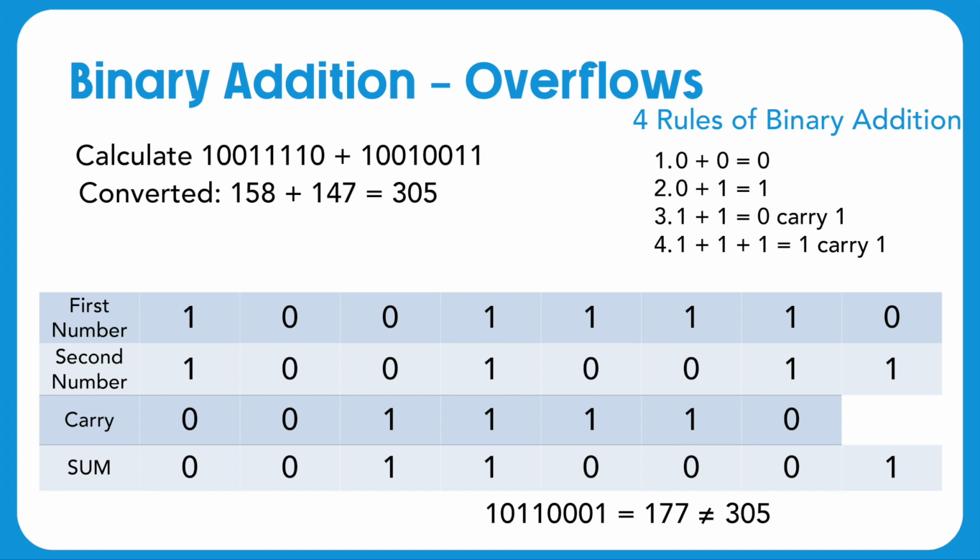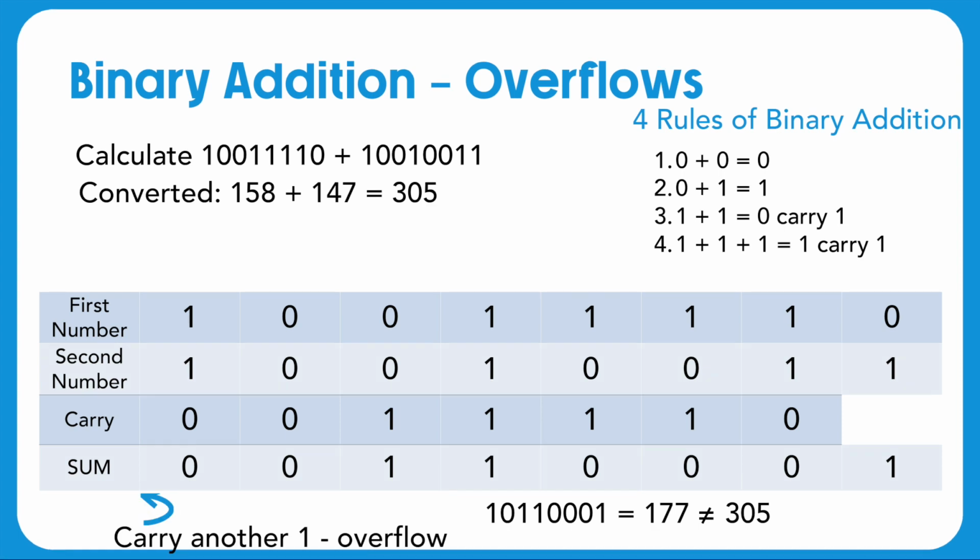Why is that? Well, this has been caused by what's called an overflow error, which is where the value we're trying to store has exceeded the maximum value that we can store. In this example, we've only got 8 bits of data to play with, which means the maximum value that we can store is 2 to the power of 8 minus 1, which is 255. 305 is larger than 255, so therefore we've got an overflow error.